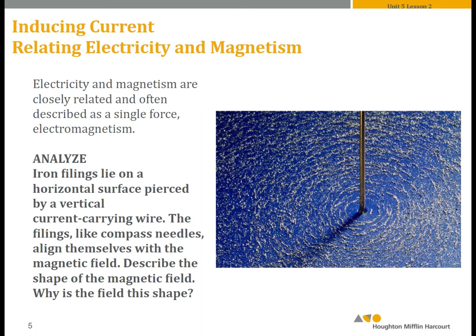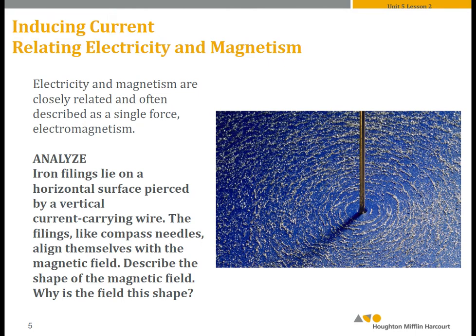Here we see a picture of a wire piercing some kind of horizontal surface, and iron filings have been spread on that blue surface. There's a current running through the wire, and so the wire becomes an electromagnet. And we've seen already that iron filings will align themselves along magnetic field lines. So, how would you describe the shape of the magnetic field that's formed around the wire?